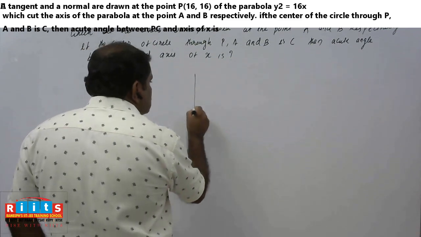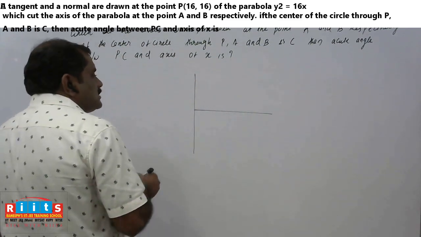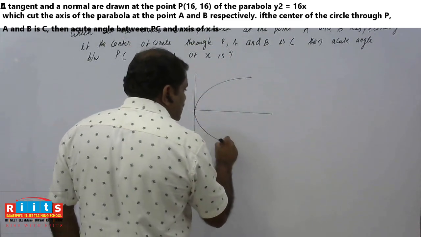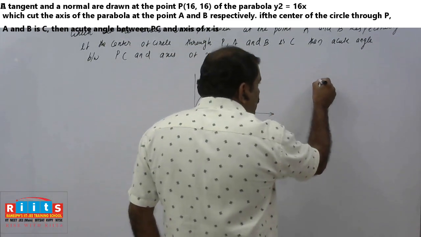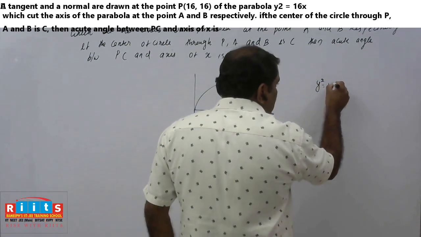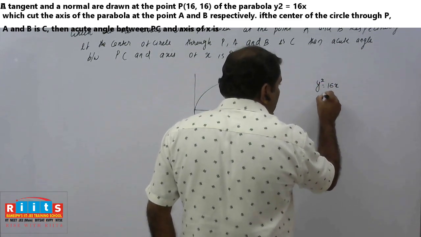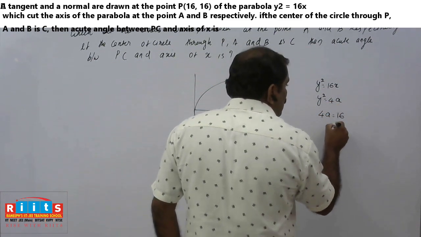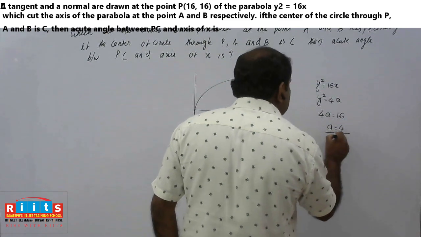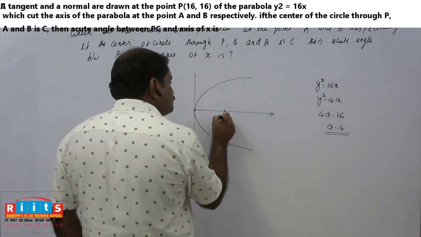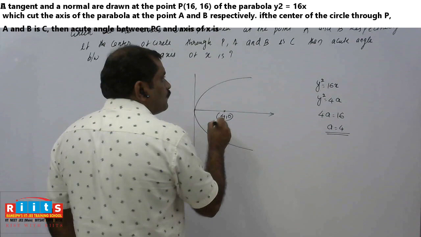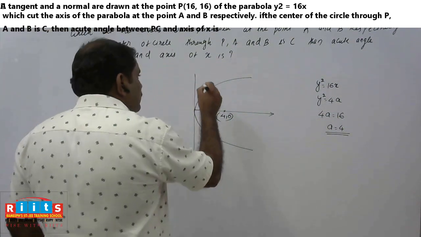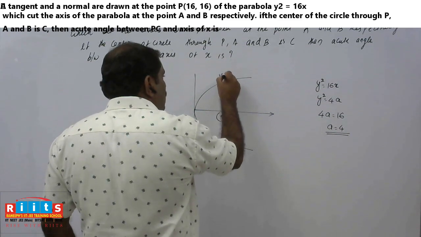The parabola is y square is equal to 16x, symmetrical about the positive x-axis. Comparing with y square is equal to 4ax, 4a is equal to 16, so a is equal to 4. So the focus is (4, 0). Please listen. (16, 16) is a point on the parabola.